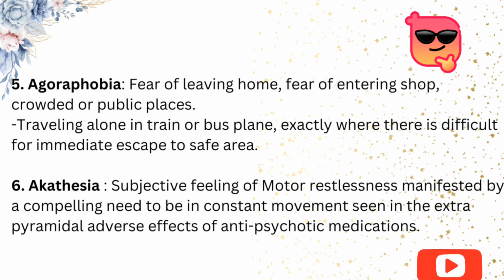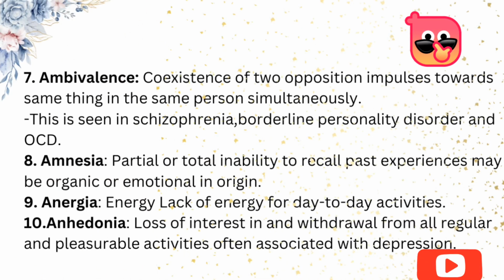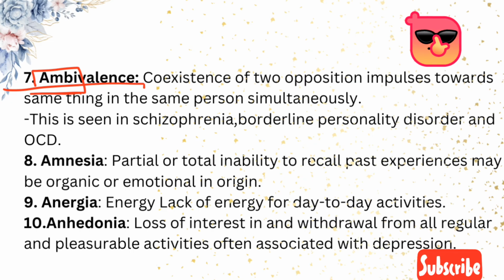So we have learned about agoraphobia and akathisia. Next is ambivalence. Ambivalence, we all know what ambi means. We have heard about ambi many times, like amphibian. Ambi means two or bi. So ambivalence is which consists of two opposition impulses.